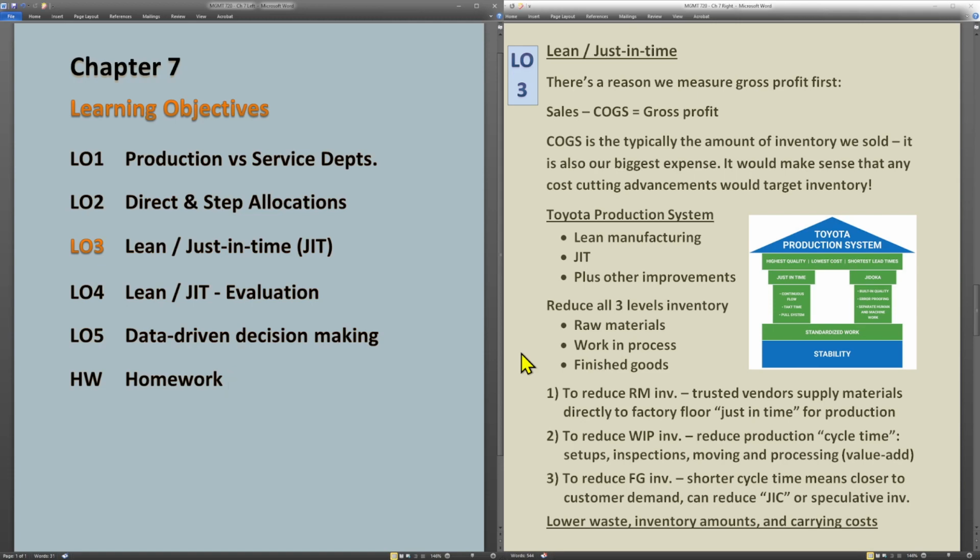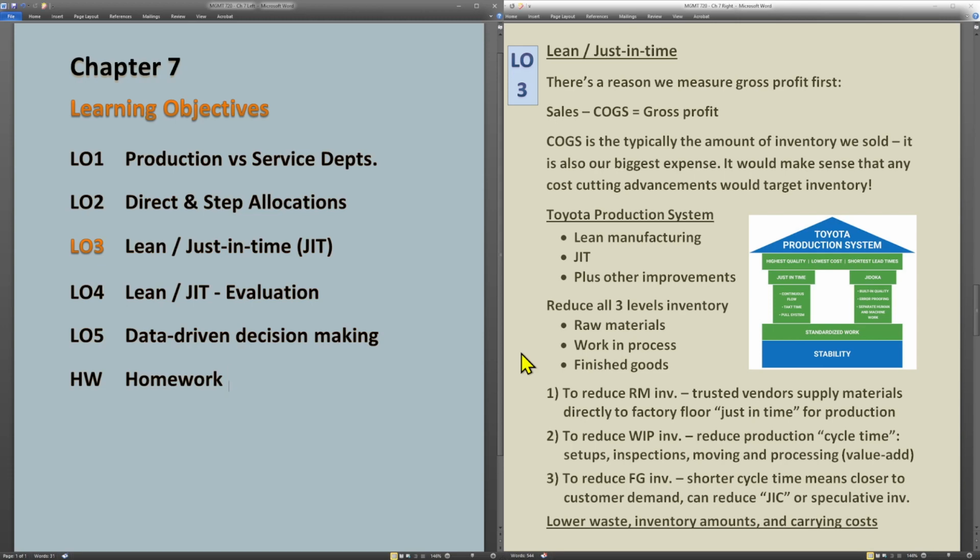In other words, if you can't get your wholesale cost versus your retail price in line, then it doesn't matter how much other stuff you do. You're not doing a very good job at running your business. So COGS is typically the amount of inventory sold. It's our biggest expense. That would make sense.